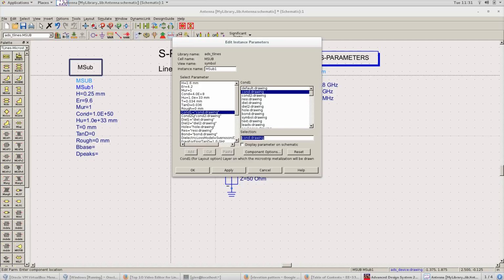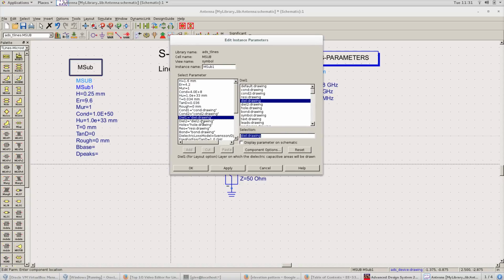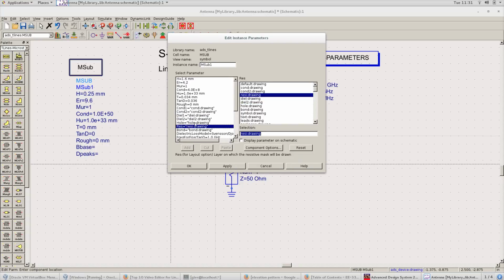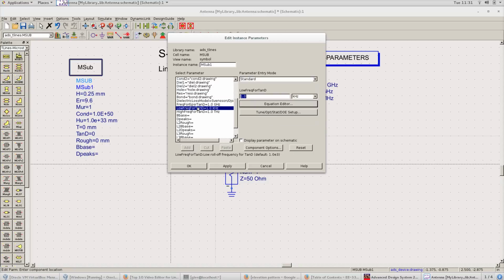Cond 1 is the first conducting layer, and this is for the layout option. So the layer on which the microstrip metallization will be drawn is cond, which is conductive layer 1. The layer on which the air bridges will be drawn, just leave these alone. You don't have to adjust them. Dielectric 1 is for the layout option, the layer on which the dielectric capacitance areas will be drawn, and so forth. This is all for our layout, so we can leave that alone for right now. Also, these ones here, you can leave alone. These are all defaults, but they work for us.